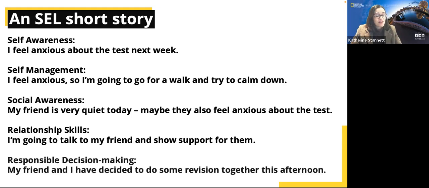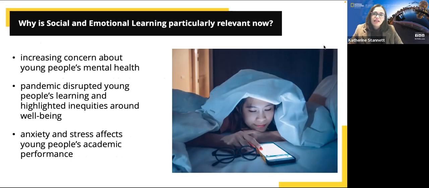And finally, the responsible decision making. My friend and I, working together, have decided to do some revision together this afternoon. So that one little scenario demonstrates all of those 5 key elements for social and emotional learning. And you can see how relevant that is to the classroom and to teaching English at all ages. So why is social and emotional learning particularly relevant now?